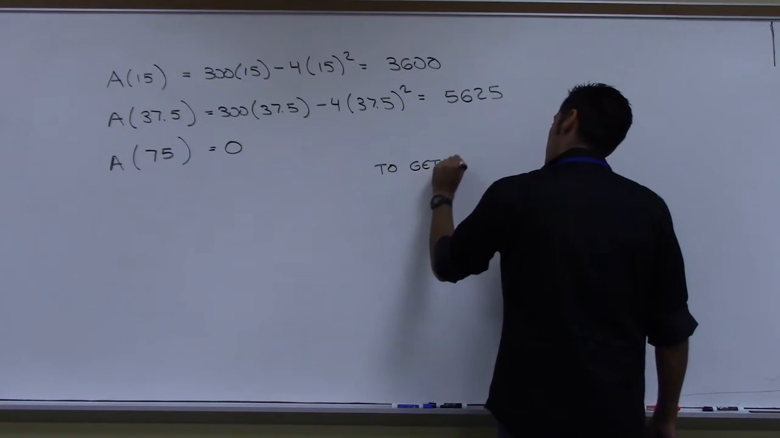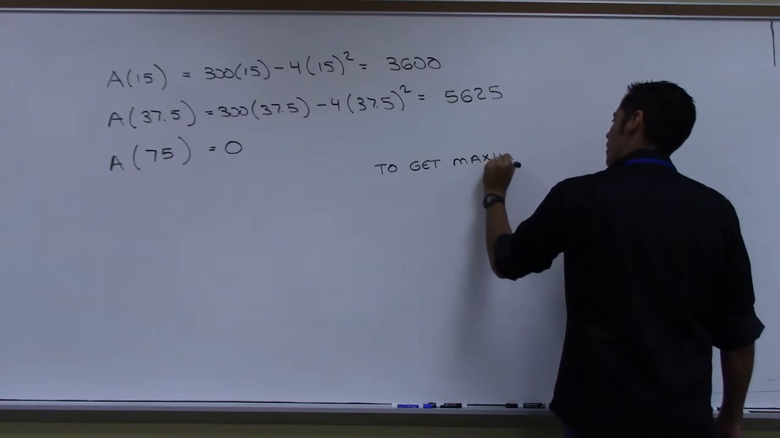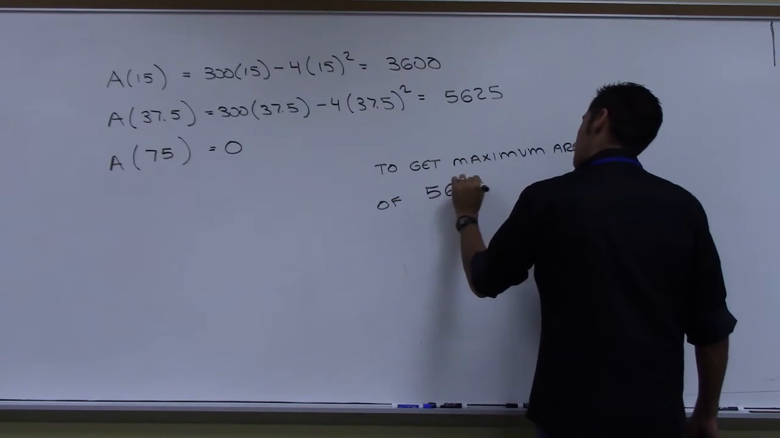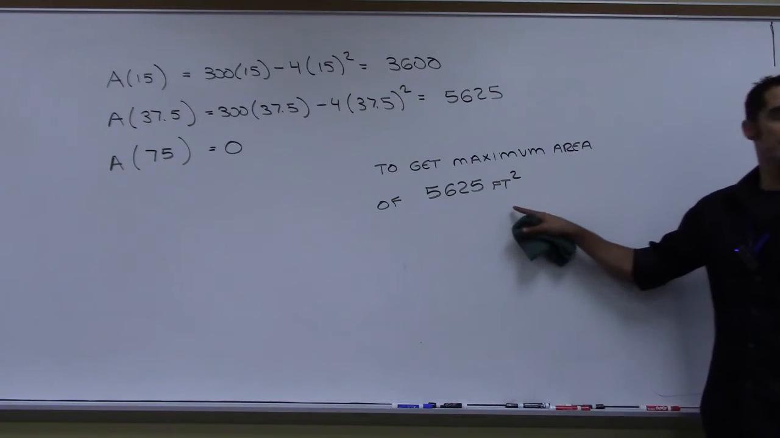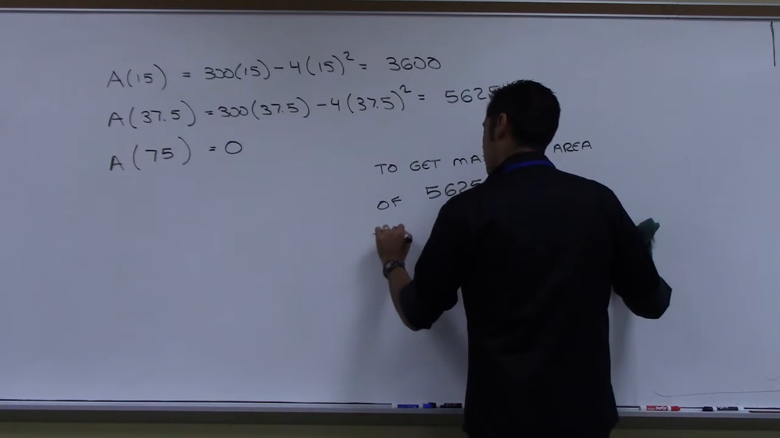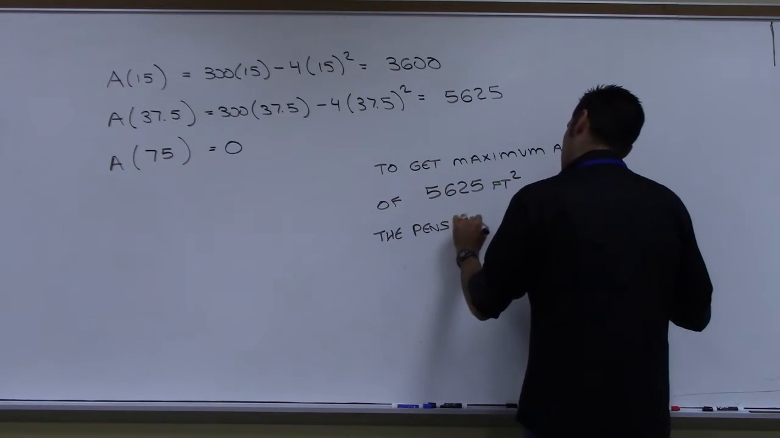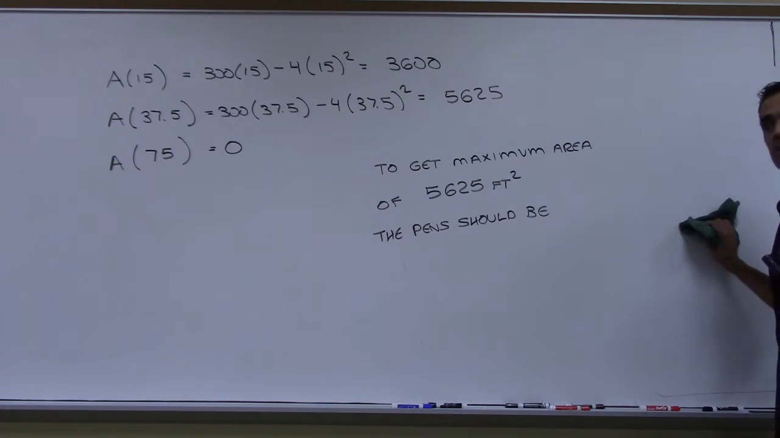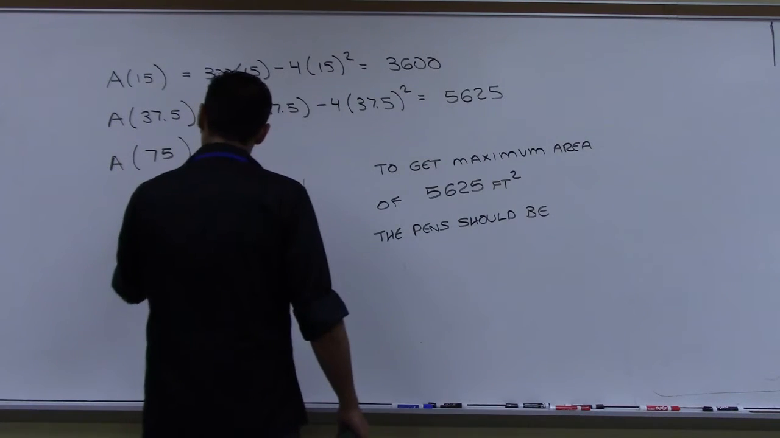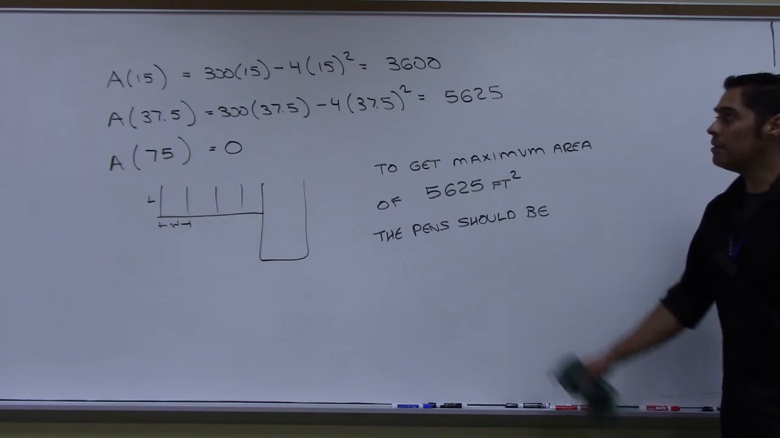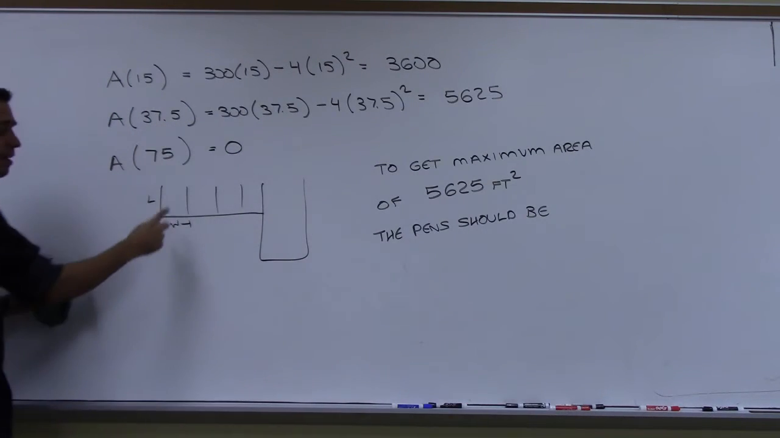To get a maximum area of 5,625 square feet, right? We measure area in square units. To get a maximum area of 5,625 square feet, the pens should be what? What are the dimensions of the pens? So go back to your picture. This was L and this was W, from here to here, right? What does the 37.5 represent? The width, right? That was W.